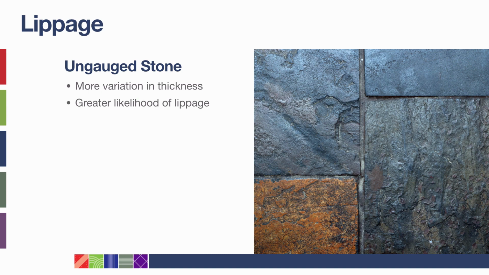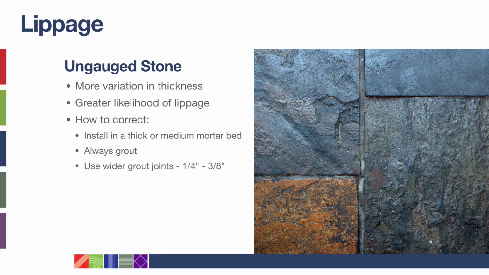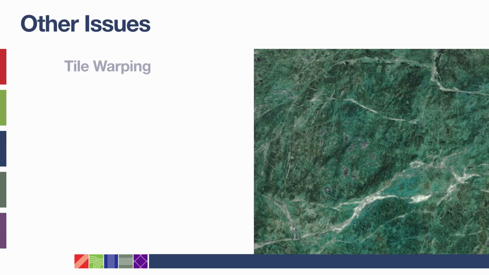To compensate for variation in thickness, ungauged stone should be installed in a thick or medium bed mortar. You should always grout ungauged stone to provide required support and avoid lippage where tile meet. Wider grout joints, those between 1/4 inch and 3/8 of an inch, typically provide enough room to compensate for thickness variation. Grout joint width can help address another cause of lippage, warping.